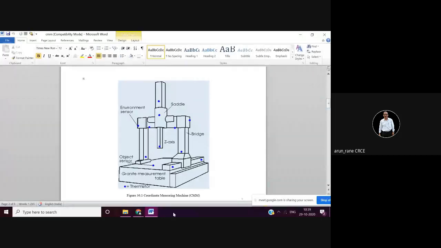So coordinate measuring machine looks like a milling machine, but it doesn't have any cutter. Always computerized control. It will have three axes: x-axis, y-axis, and z-axis.